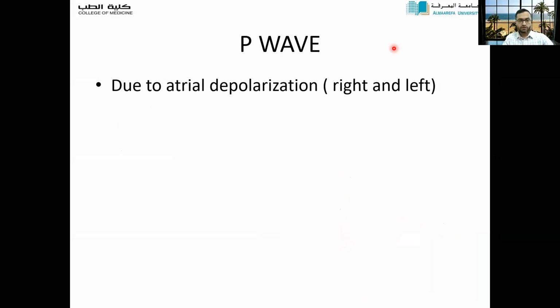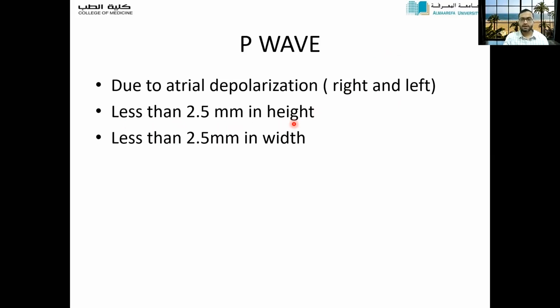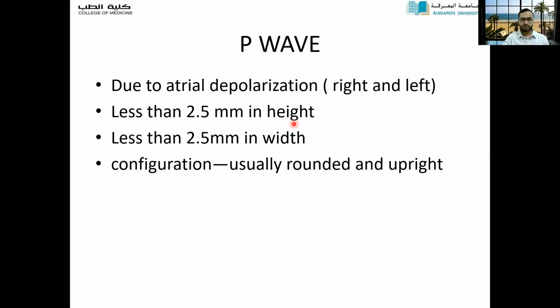P wave: all of us know that the P wave is due to depolarization of the atrium. And when I say atrium, it is both right as well as left atrium. Usually, the P wave is less than 2.5 millimeter in height. And similarly, it is less than 2.5 millimeter in width. So easily you can remember 2.5 millimeter by 2.5 millimeter maximum. These are the maximum dimensions of the P wave.